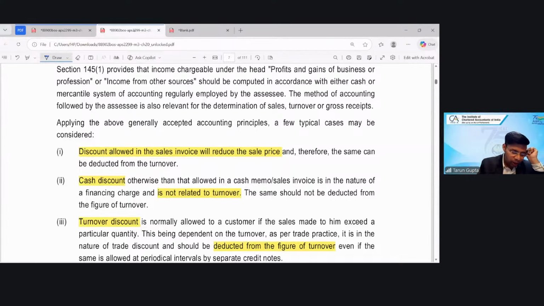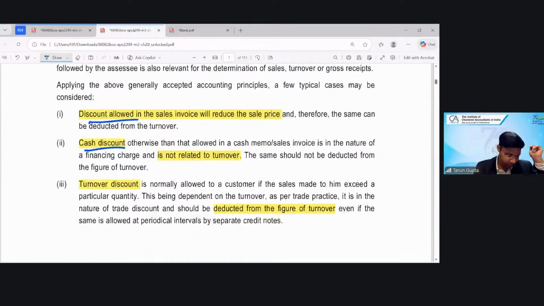So we will not include any discount which is there in the sales invoice itself. Okay. The discount which is given as a part of the invoice, stated in the invoice itself, doesn't form part of the turnover. But if there's a cash discount stated in the invoice, then it is not a part of turnover. If it is not stated in the invoice, then it is a finance charge, it will be included as a part of turnover, and as an expense you can claim it separately in the P&L account.